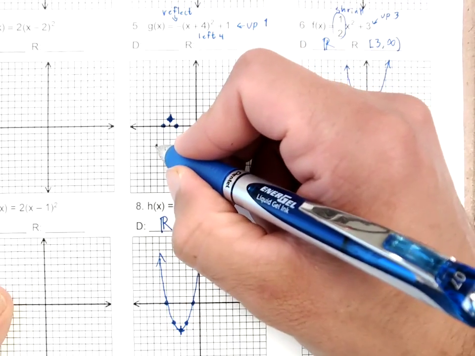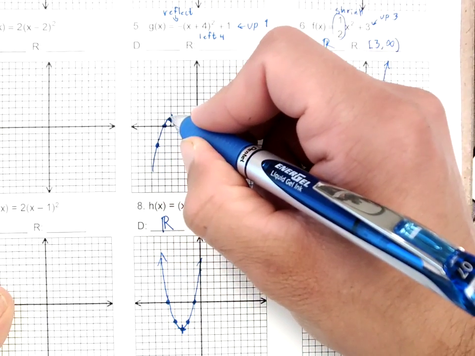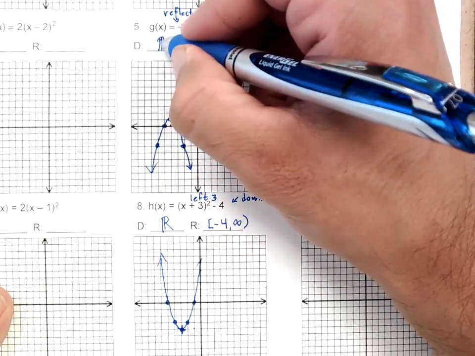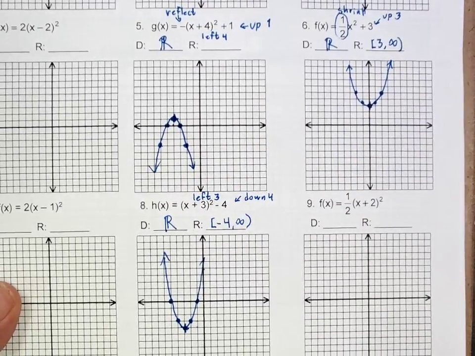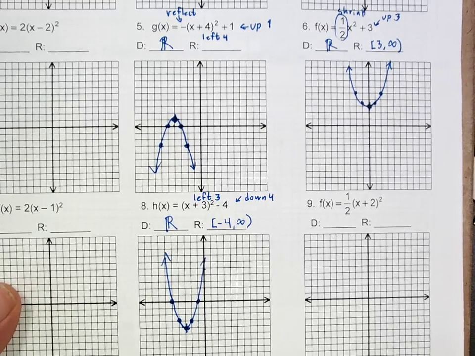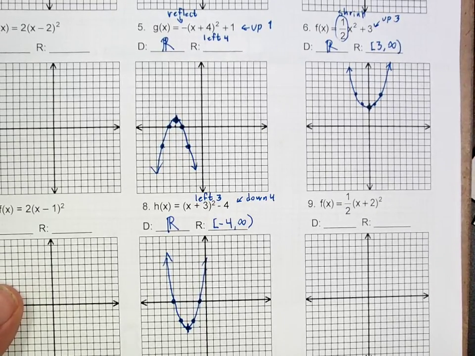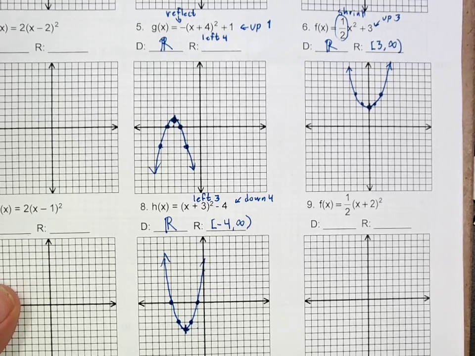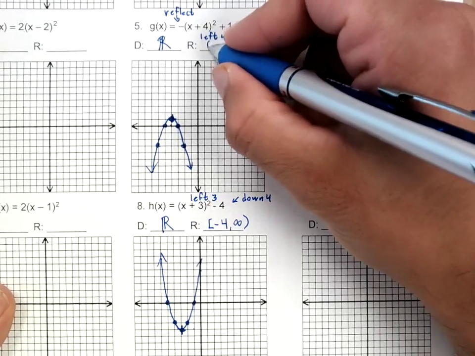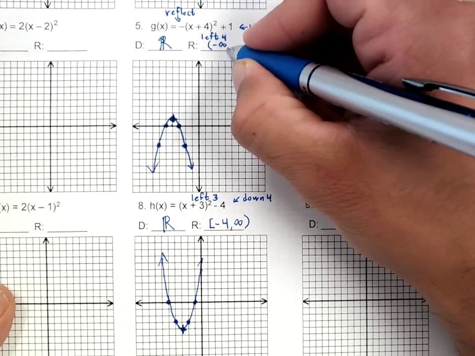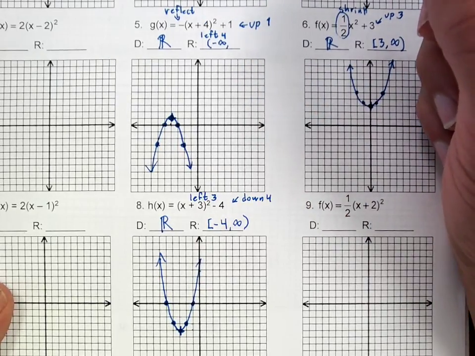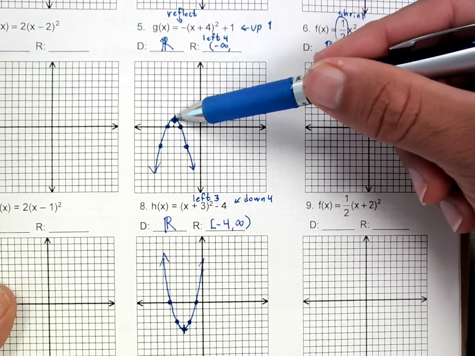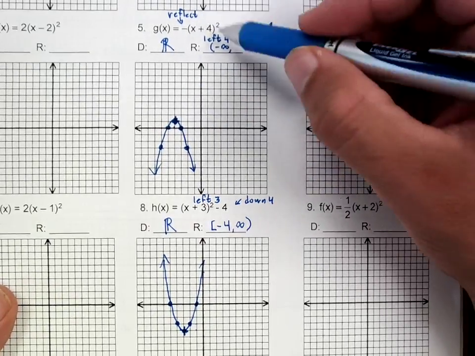And that's it. Domain, again, it's all real numbers. What about my range? What's my lowest point? Negative infinity. My lowest point is negative infinity. What's my highest point? What is the y-coordinate of this point? 1. Correct.